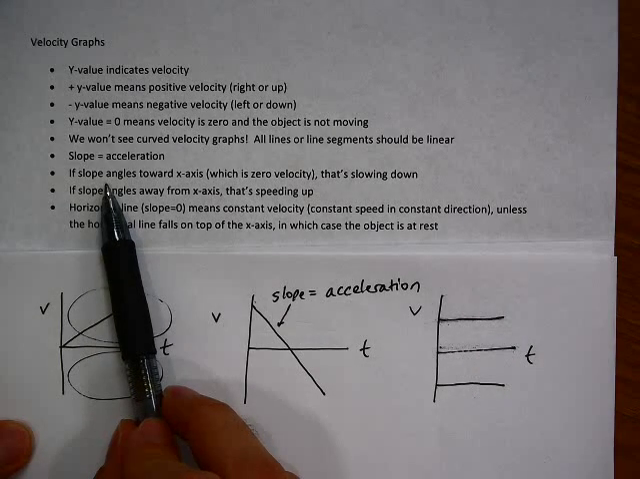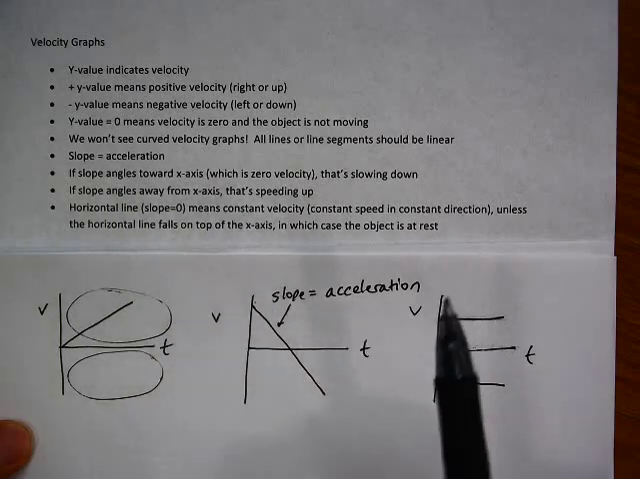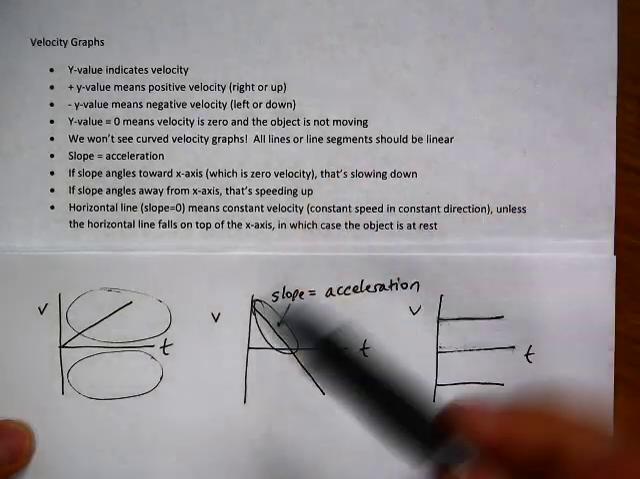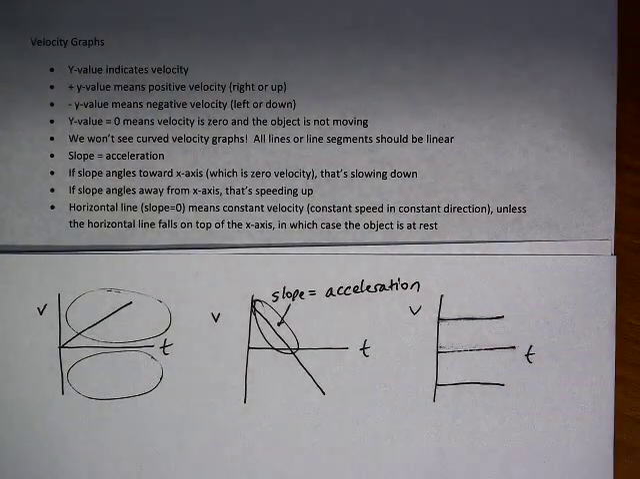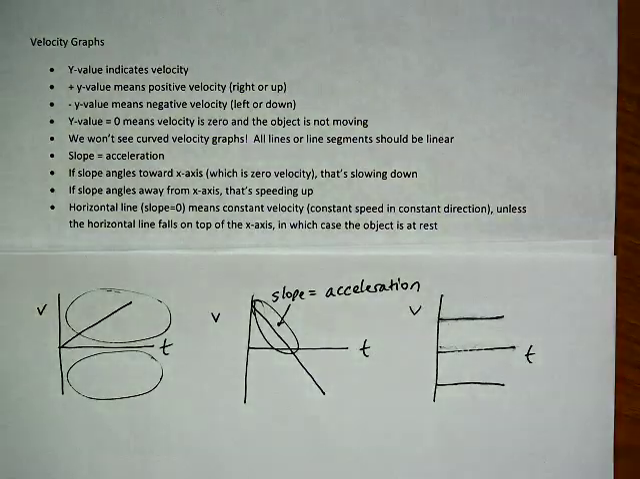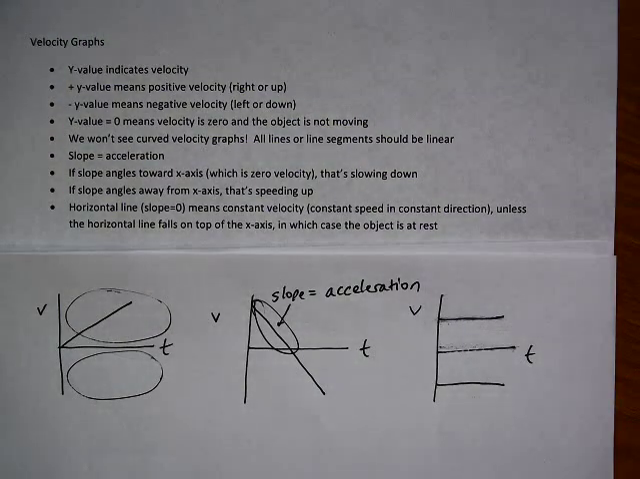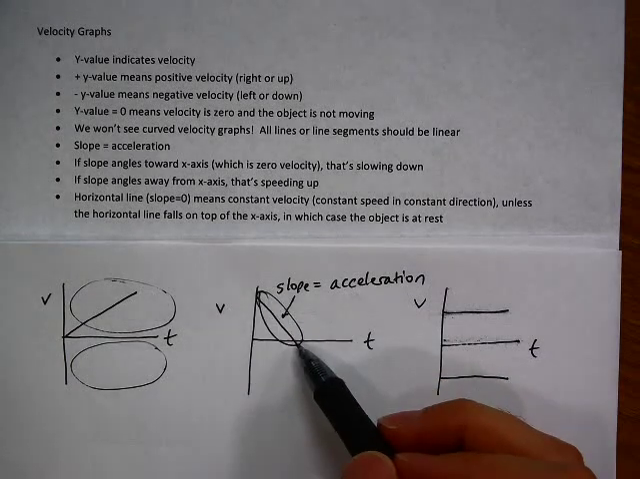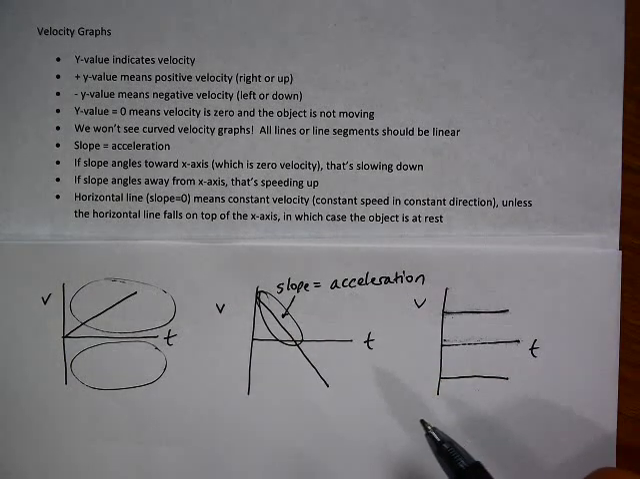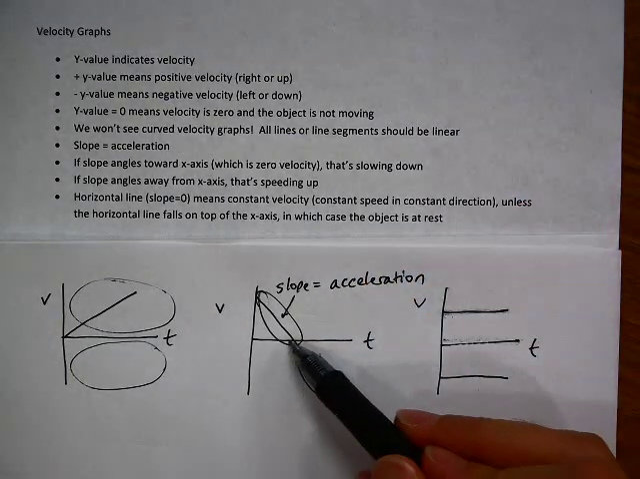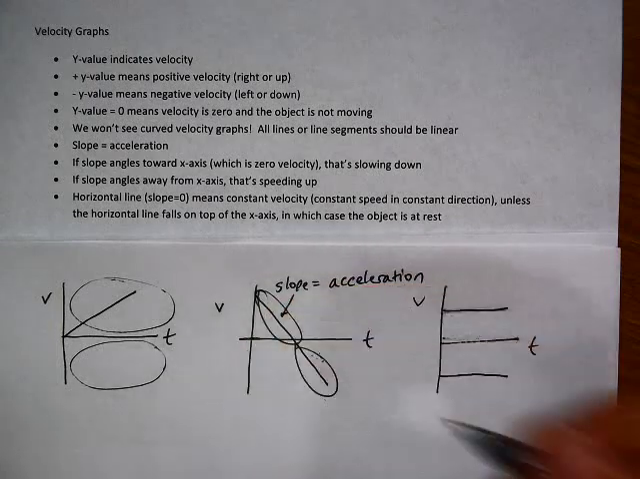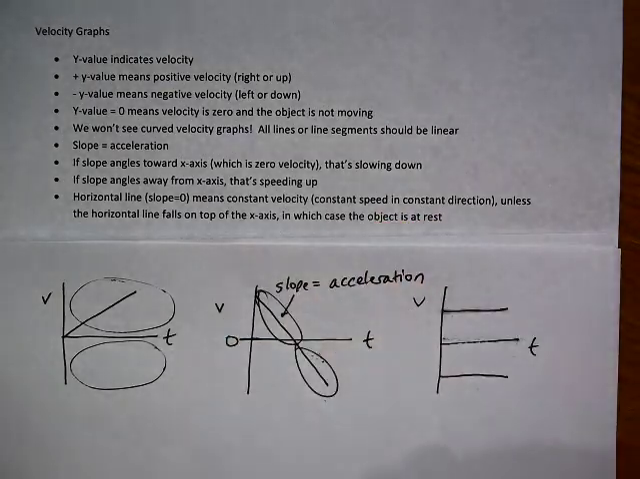If the slope angles toward the x-axis, that is slowing down. This portion of this graph, the ball is slowing down. That's when the ball is heading up, and then it reaches its peak. Moving away from the x-axis means speeding up. Here the ball is speeding up, moving away from the x-axis, which indicates 0 velocity.